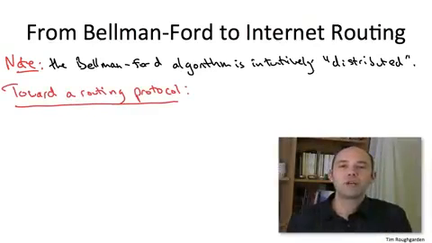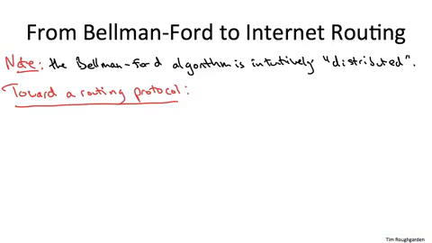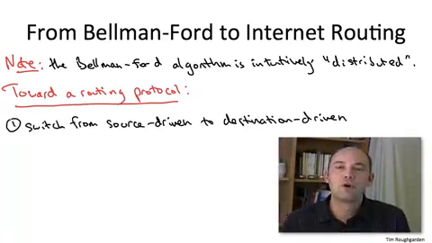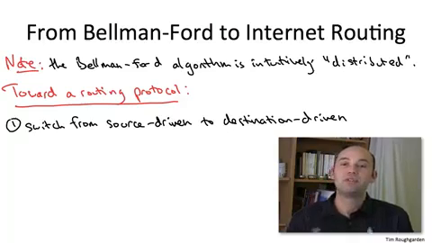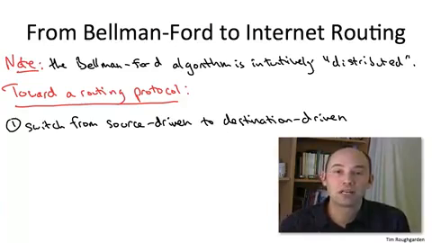So I want to talk about three modifications to the basic Bellman-Ford algorithm. I'll discuss them in order from the most trivial to the least trivial. The first and simplest modification to the algorithm is motivated by the fact that routing in the internet is destination driven. Given a piece of data floating around in the internet, you really don't care that much where it came from. What you really care about is where it needs to go.